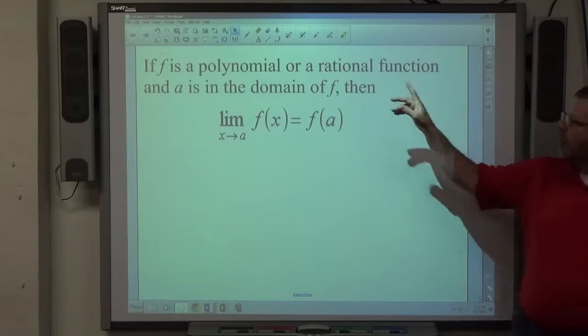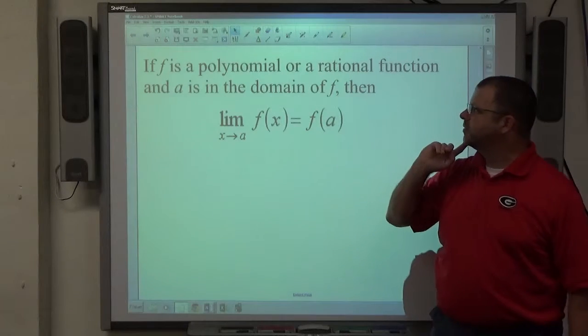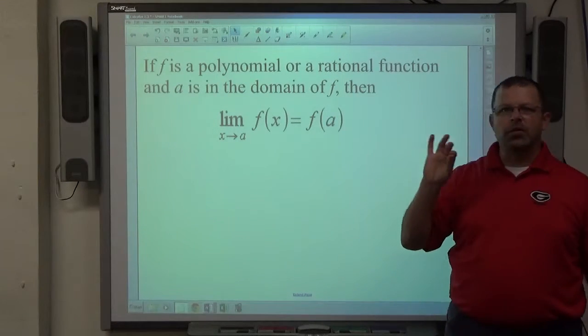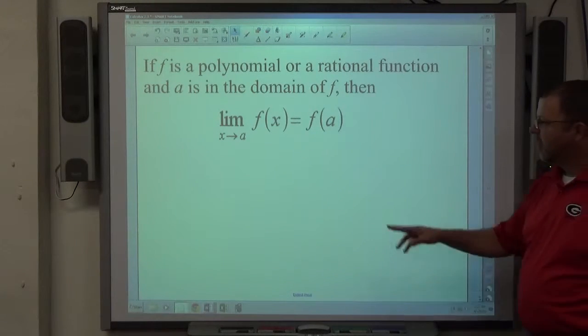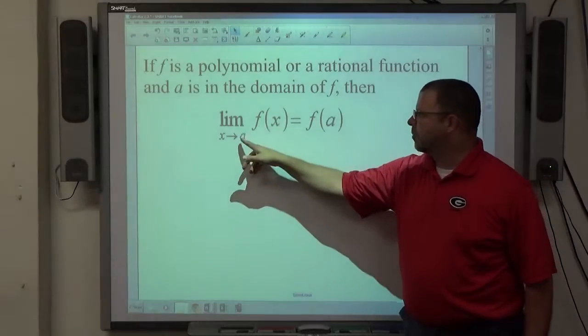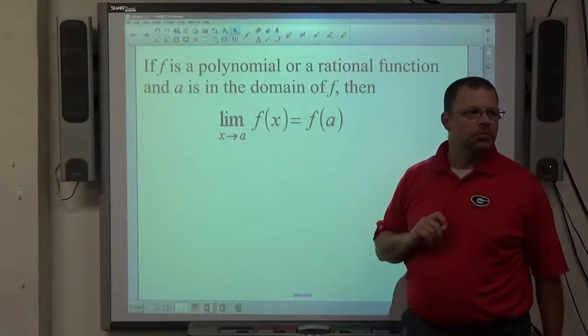The requirement here is we have a polynomial or rational function and the value of a is in the domain. In other words, if you put a in, it does not create an undefined. It doesn't create division by 0. It doesn't create a square root of a negative number. So you're creating a number that's possible. Then this is a valid truth.